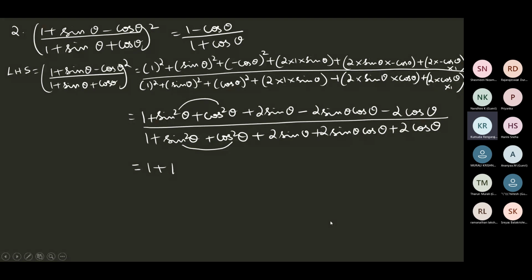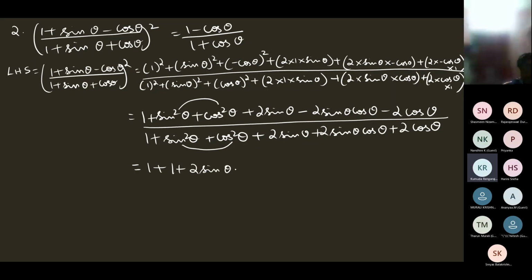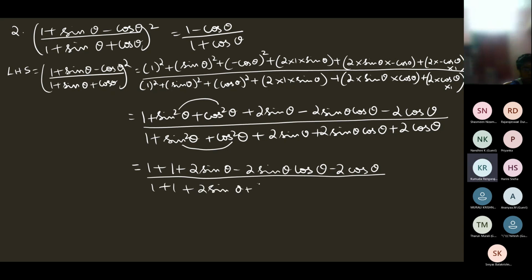Yes, children, 1 plus 1 plus, in the numerator we have 2, so write the other terms as they are. 2 sine theta minus 2, because you don't find like terms to simplify. So you just have to write them as they are. So 1 plus 1 plus 2 sine theta plus 2 sine theta cos theta plus 2 cos theta. Then next step, 1 plus 1 is 2. So again, write all the other terms as they are.